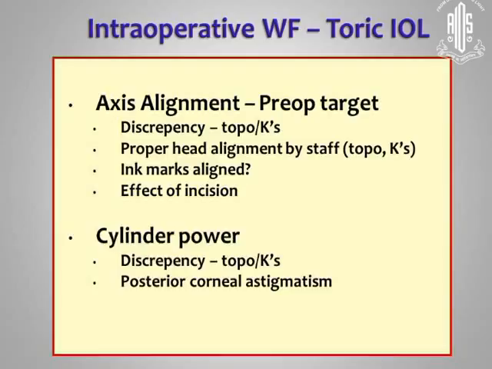There's a discrepancy. How often is it that the topo and the Ks and the IOL Master are all a little different? They don't agree. What about the head being a little tilted? What about if my ink marks should have been a little higher, but are a little lower? And then, as we just talked about, the effect of the incision. What about if there's a discrepancy in the power? One says I need a diopter. The other says I need a diopter and a half of correction. What about posterior corneal astigmatism?